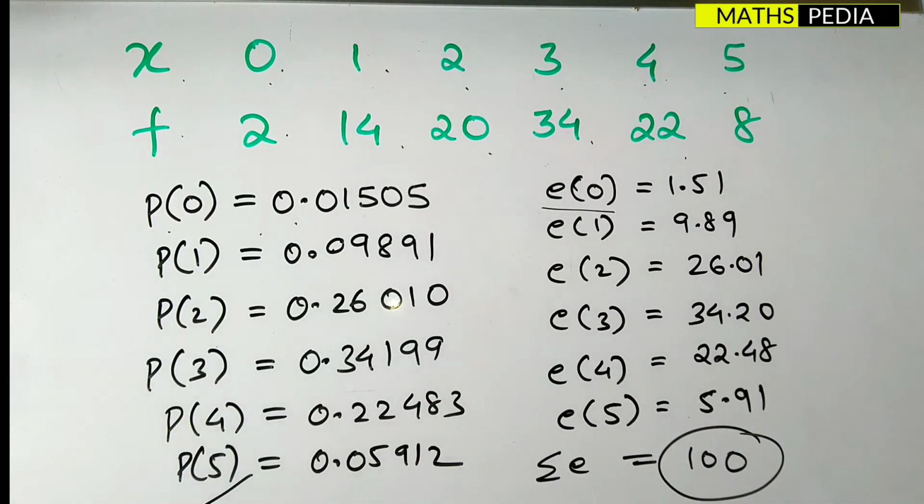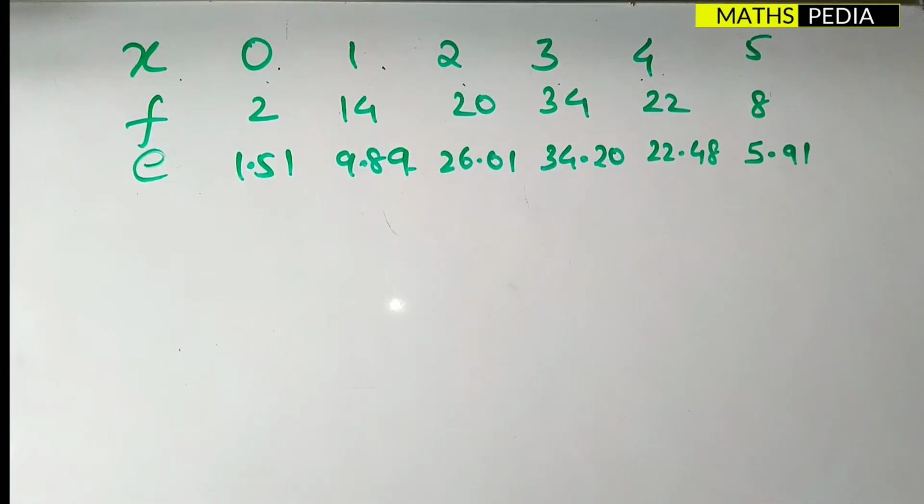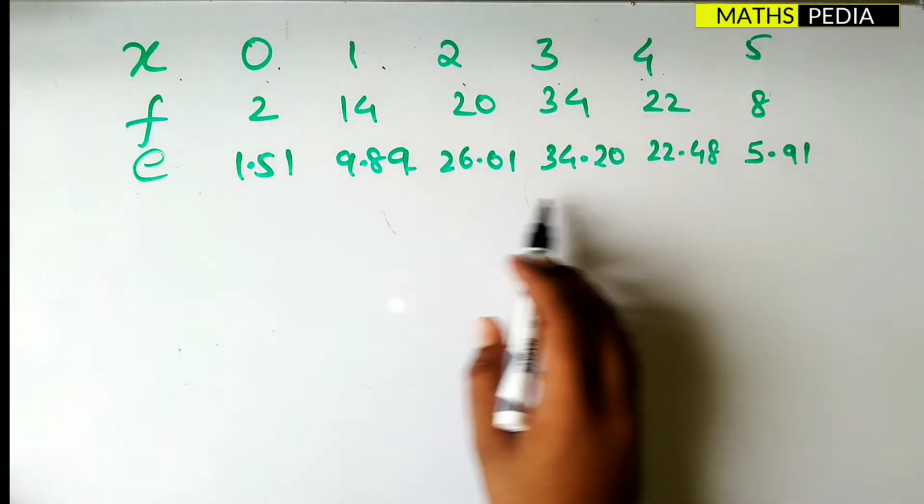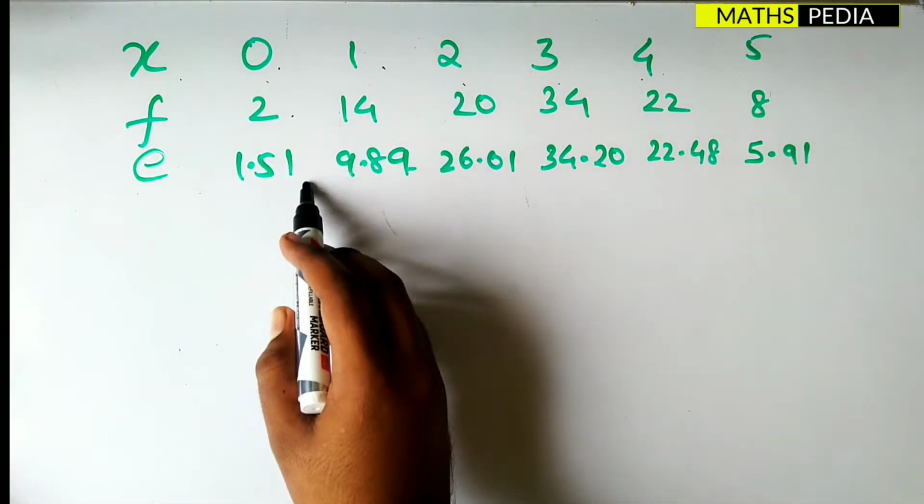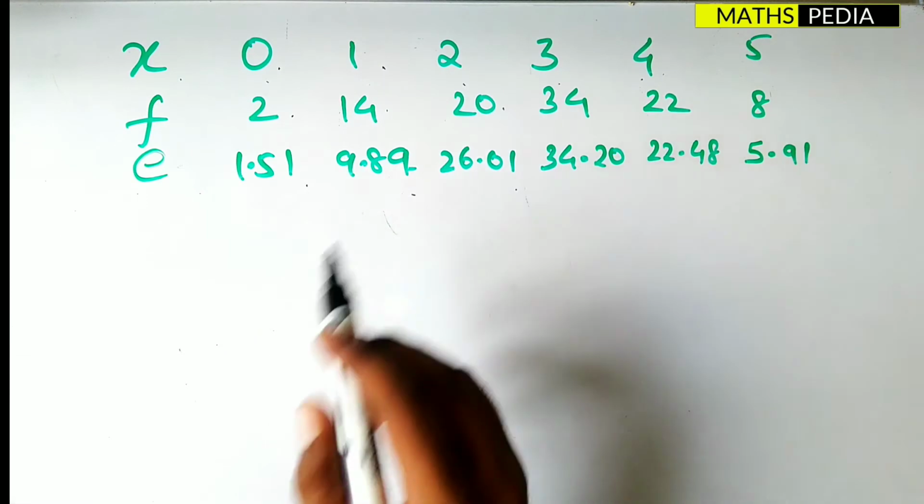After that we have to check whether the summation of f is equal to the summation of e. Therefore, we can see over here the summation of e is 100, which is equal to the summation of frequency, that is 100. Therefore, we can go for the chi-square formula. As you can see, I have written the e values as well as the f values: f1, e1, f2, e2, f3, e3, and so on.